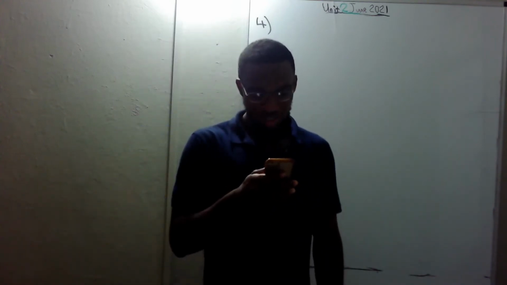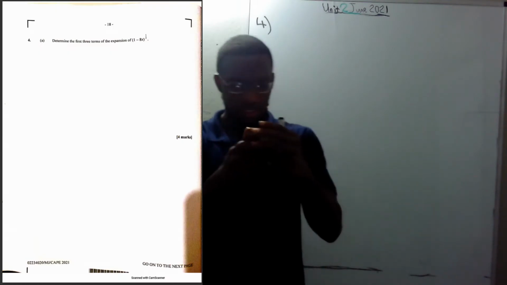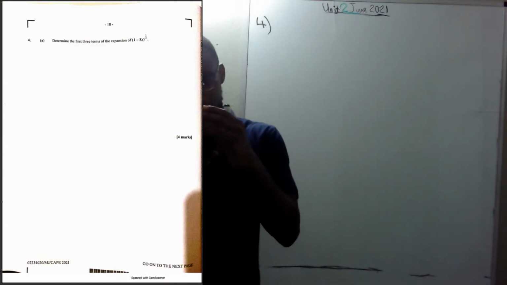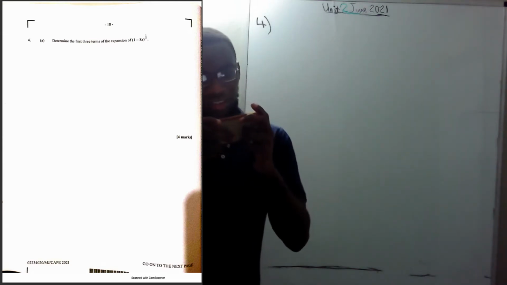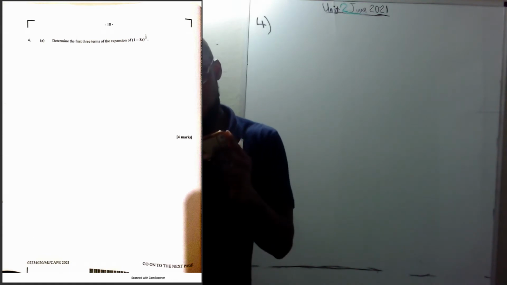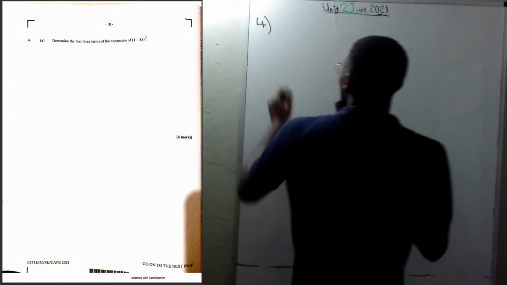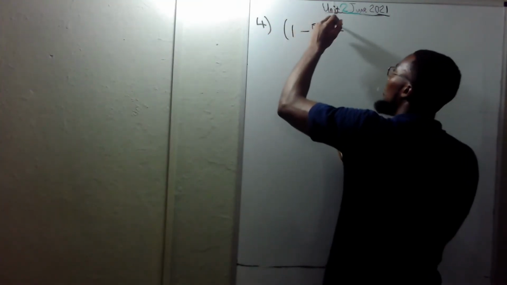Alright, so now we're looking at question 4. The question isn't very clear, as the picture was taken really badly. Question 4 says, determine the first three terms of the expansion of (1 minus 8x) to the half power, for 4 marks. So we need to expand (1 minus 8x) to the half power.